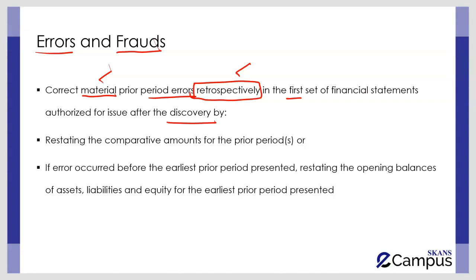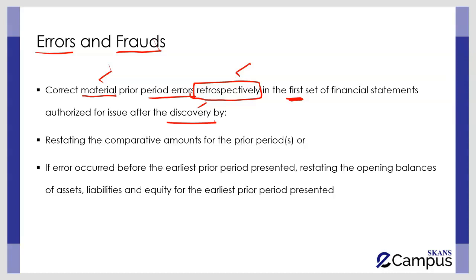So retrospectively means that you not only have to correct the working of the current year, in fact you have to go back and correct the accounting of previous years also. So in this case you have to make the adjustment retrospectively, and the retrospective adjustment needs to be made in the very first set of financial statements which are being authorized for issue or which are being made after the discovery. So as soon as the fraud or error is discovered, you have to adjust for it retrospectively if it is a material error.